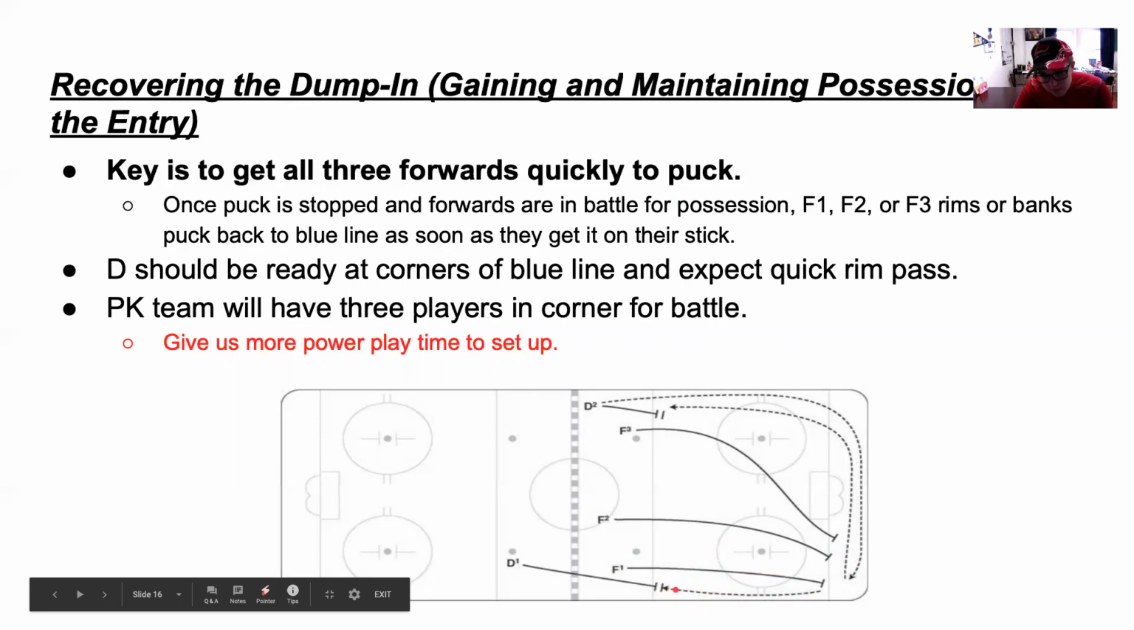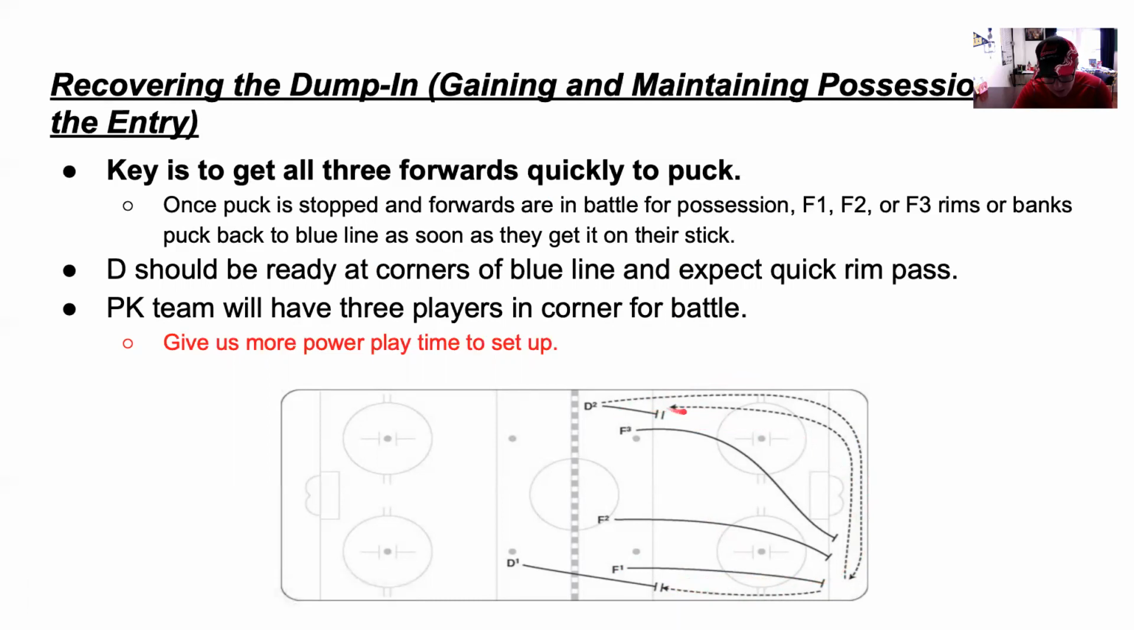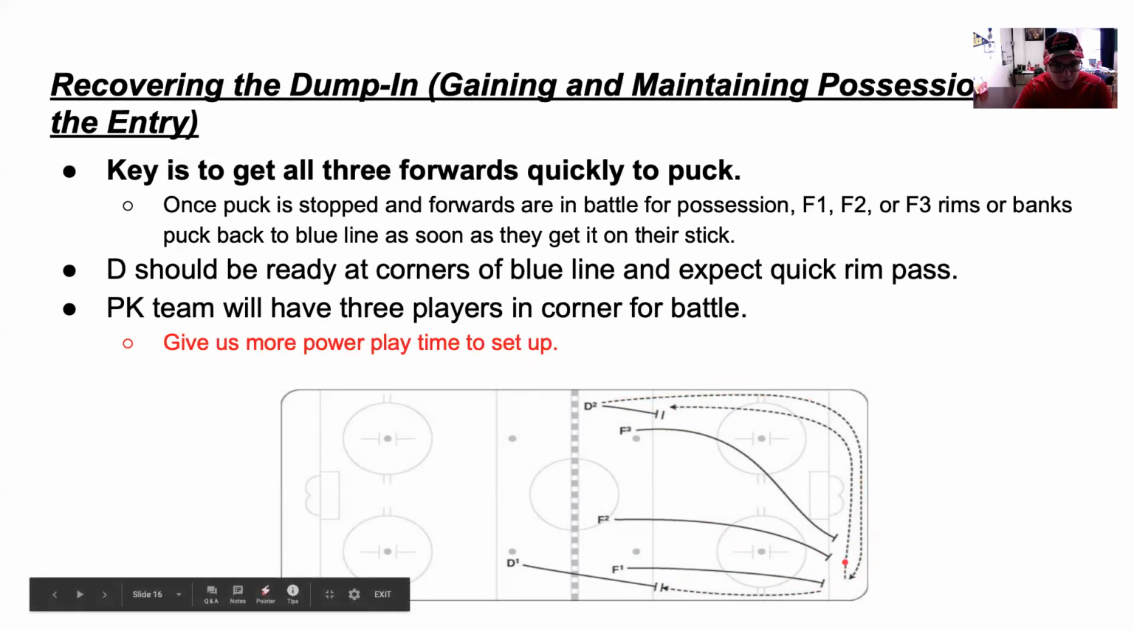So it's either possession, so either way, this is a bunch of options. So we have F1 who comes in. If they don't have space, they can dump it. They can make a bank pass off the boards here to D1, who will make a play there. D1 can rip it all the way around to D2. Or F1 can bring the puck behind the net, make a pass to D2. D2 rims it off the boards, and then F2 or F3 will get it.